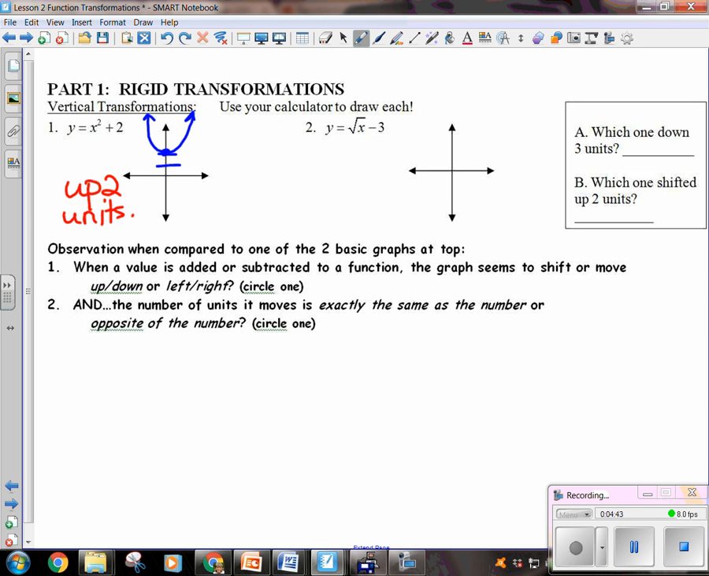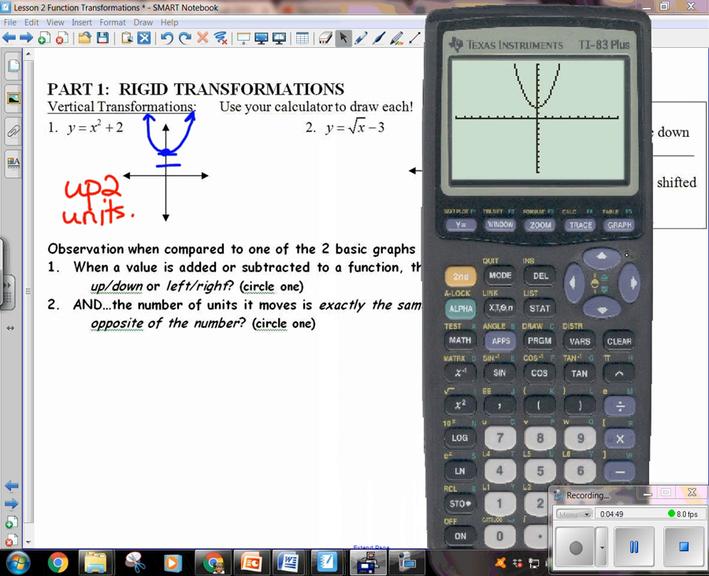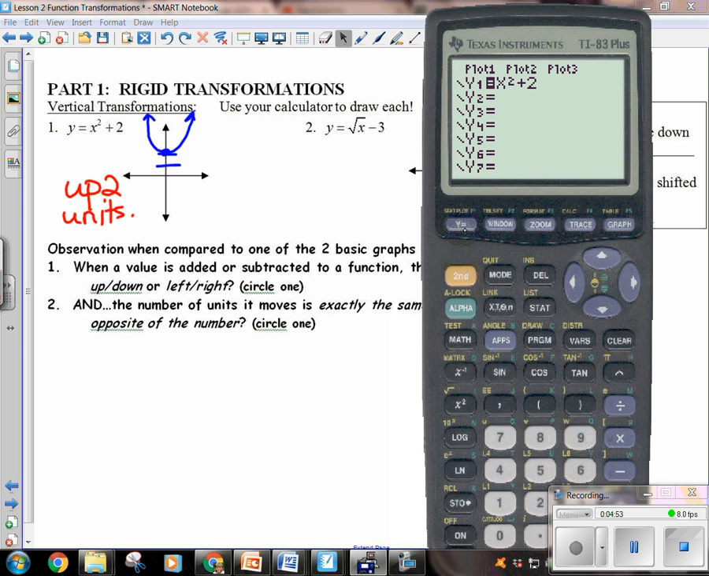All right. Let's look at number 2. And again, I do have an old version of the calculator. For you, it's going to look different, so we're going to go to y equals, and I'm going to make sure that I type in the square root bar with x, and then I want to subtract 3 after the square root bar, okay?